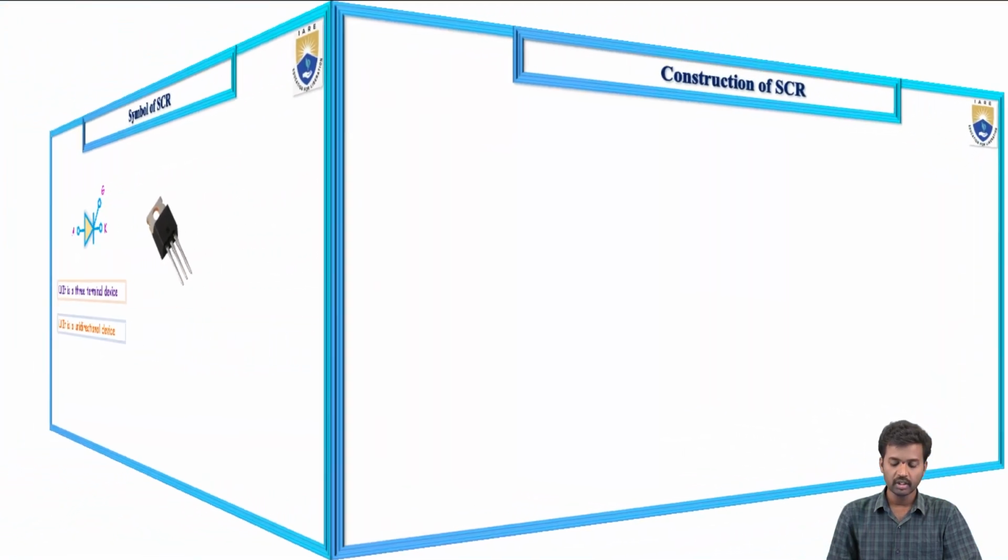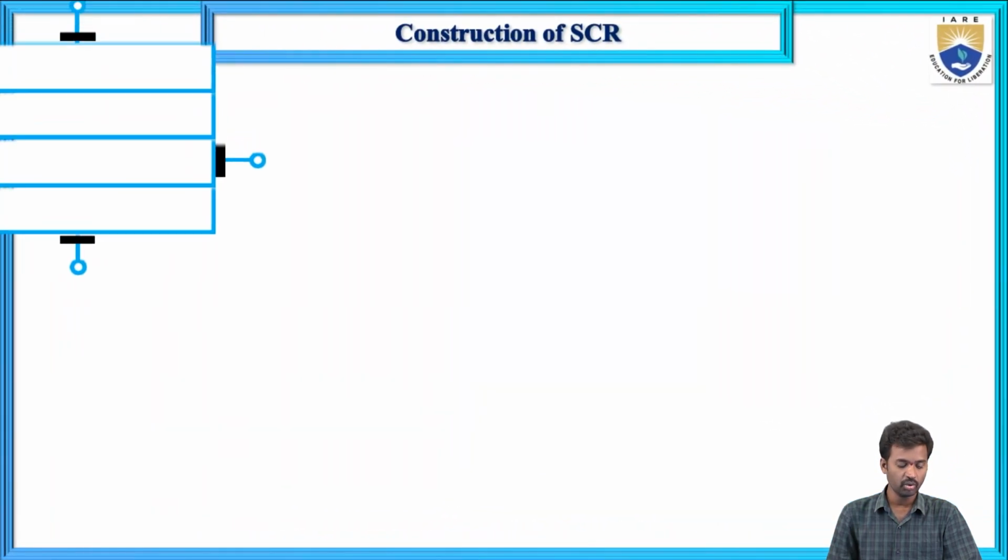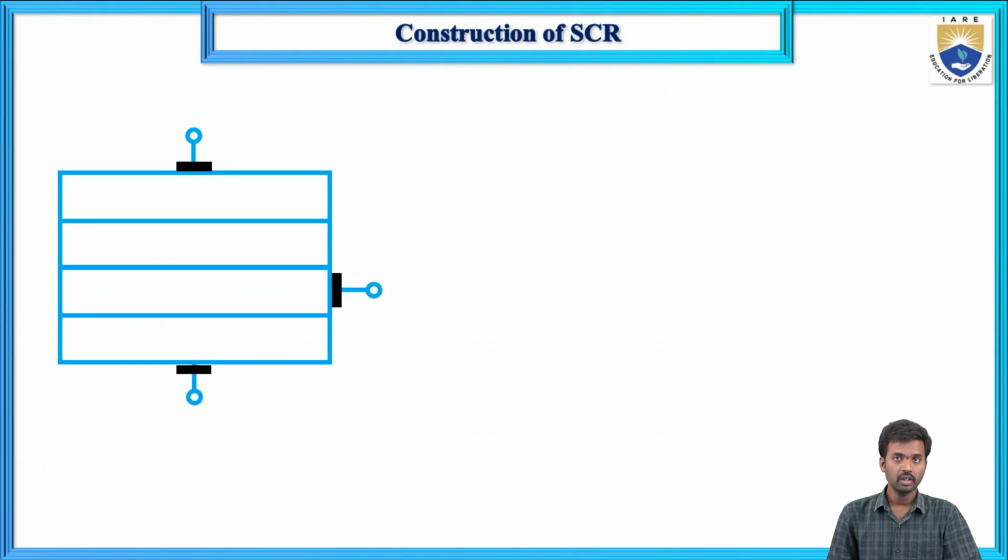And next here the construction of SCR. Now here it is having four layers. So the first layer is a P plus layer. The second layer is an N minus layer, the third layer is a P layer, and then an N plus layer. Here P plus layer is a heavily doped layer. Plus indicates the heavily doped layer, minus indicates the lightly doped layer. So there is no sign here, so it is a moderately doped layer, and N plus indicates the heavily doped layer.